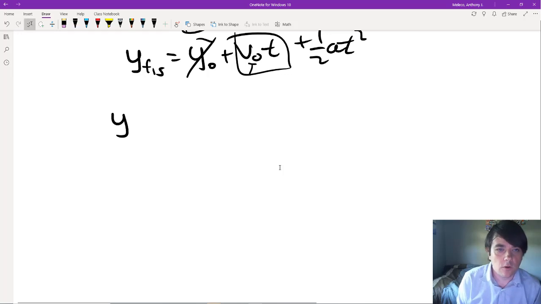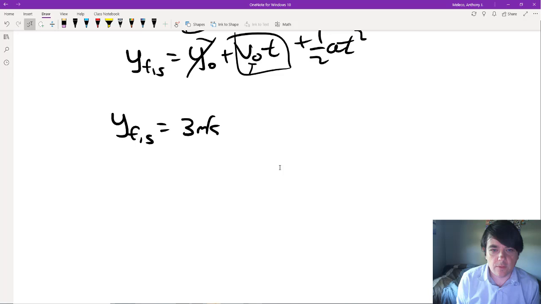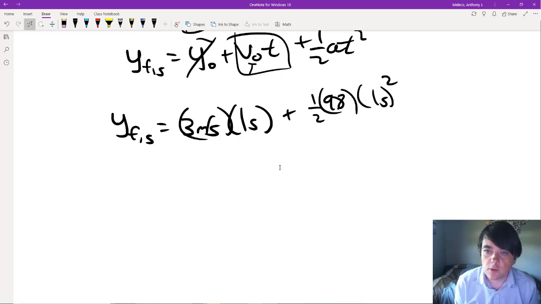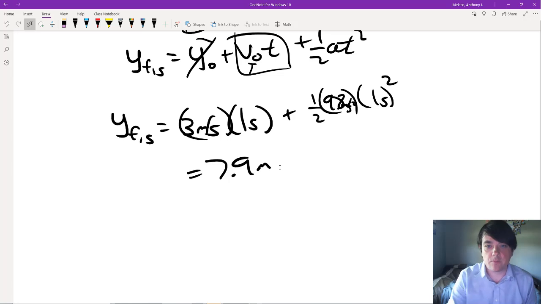So it equals our v0, 3 meters per second, times 1 second, plus, so this is just a new number that we have, 1/2 times 9.8 times 1 squared, in meters per second squared. So this will be our typical 4.9 plus 3. So this will be 7.9 meters.